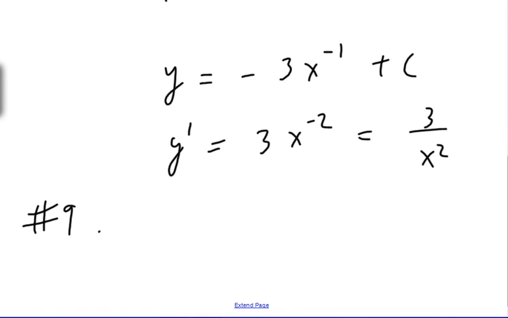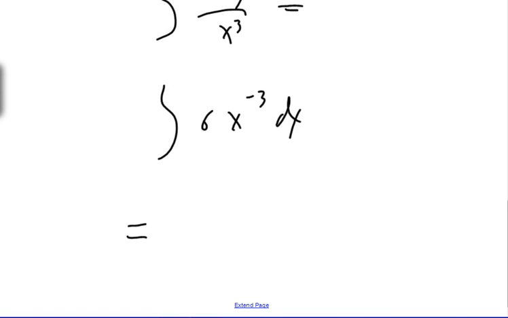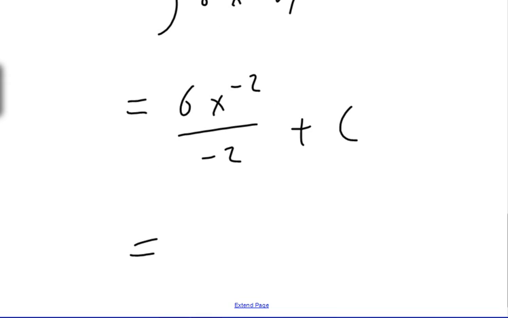Number 9. Integral 6 dx over x cubed. I say, well, I don't like that. Integral 6x to the minus 3 dx. I add 1 to get a minus 2. I divide by minus 2 plus c. Minus 3 over x squared plus c, and I'm done.